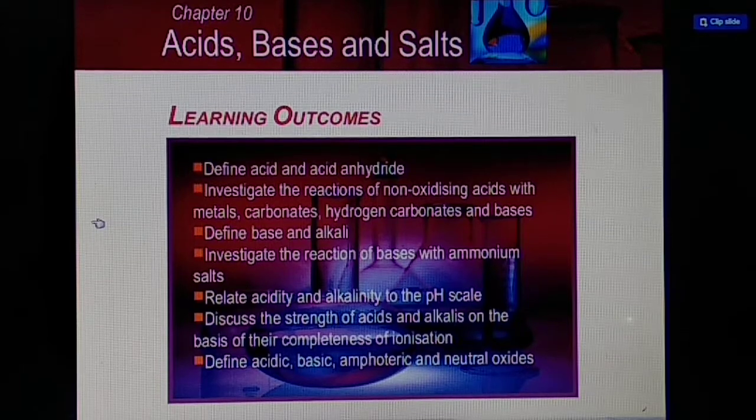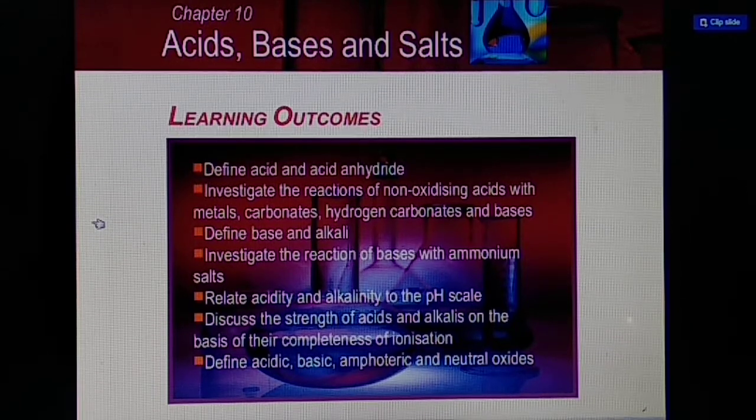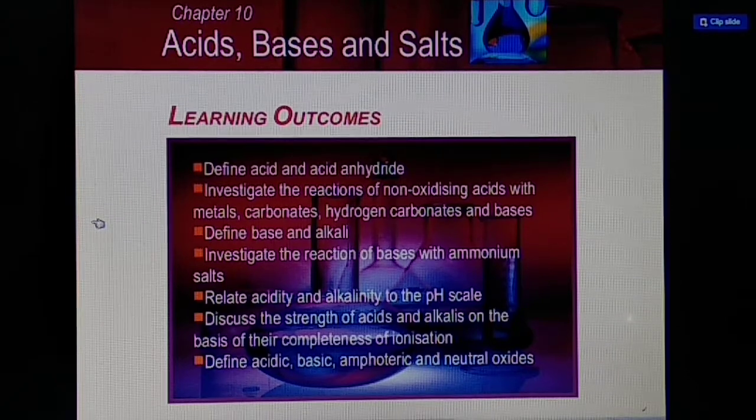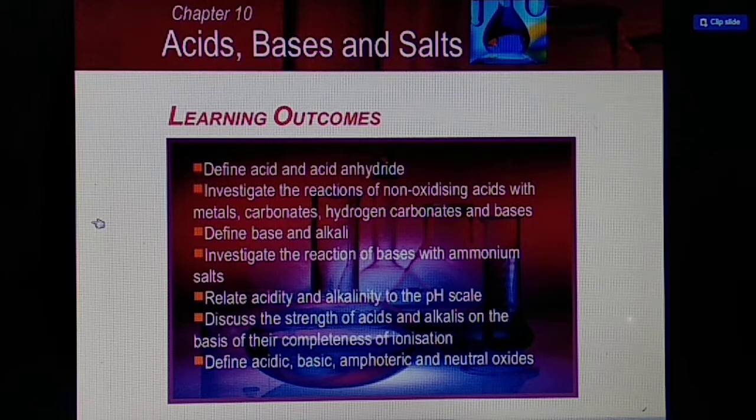What is pH? We will discuss that later. pH is the negative logarithm of the concentration of the hydrogen ion. Discuss the strength of acids and alkalis on the basis of their completeness of ionization. Define acidic, basic, amphoteric and neutral oxides. These are the study materials in this chapter, my dear students.